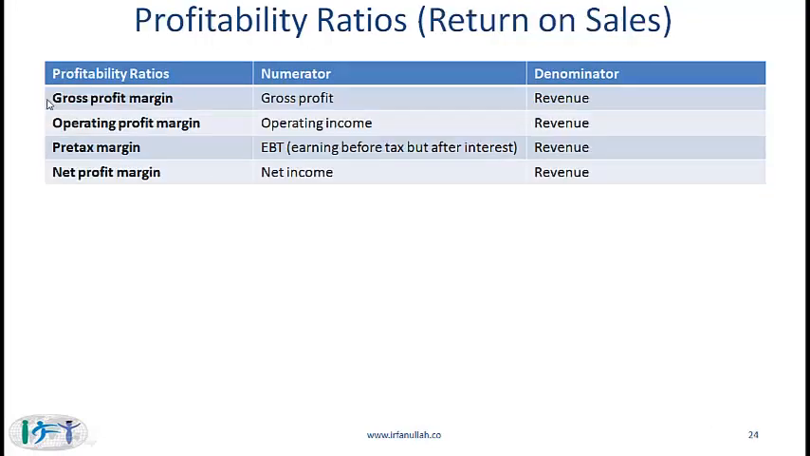The profitability ratios that you are looking at here should seem very familiar. You saw these ratios when we did the income statement. Essentially, higher the better. Gross profit margin is the gross profit divided by revenue. Operating profit margin is operating income over revenue. Pre-tax margin is earnings before tax over revenue, and net profit margin is net income over revenue.